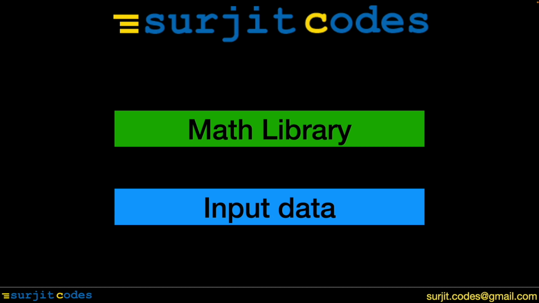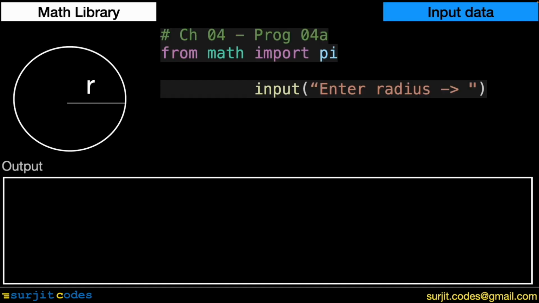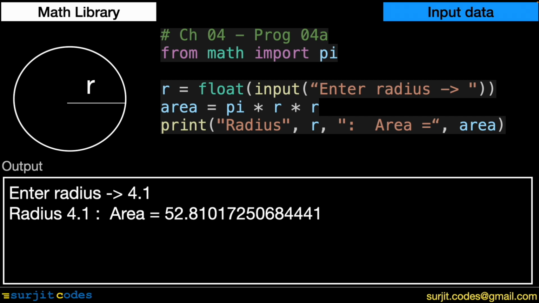We can provide the radius of the circle at runtime, for which we have the input function. String argument of the input function becomes prompt for input. Python prints it on the output area and waits indefinitely till we key in the value of radius on the keyboard and press return. Input goes to memory as a string, so we use float function to convert it to a number and save it in the variable r. Rest of the program runs in the same way. We can rerun it again and again and enter different values of r.